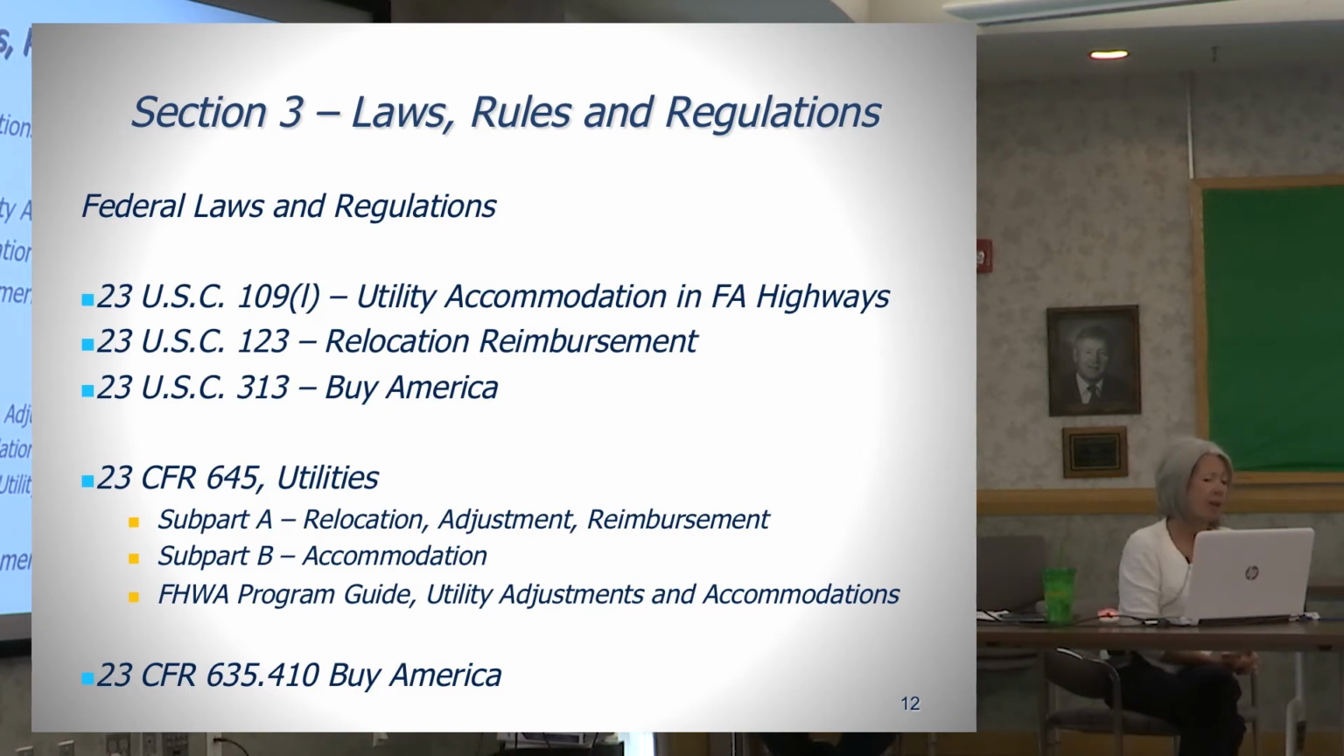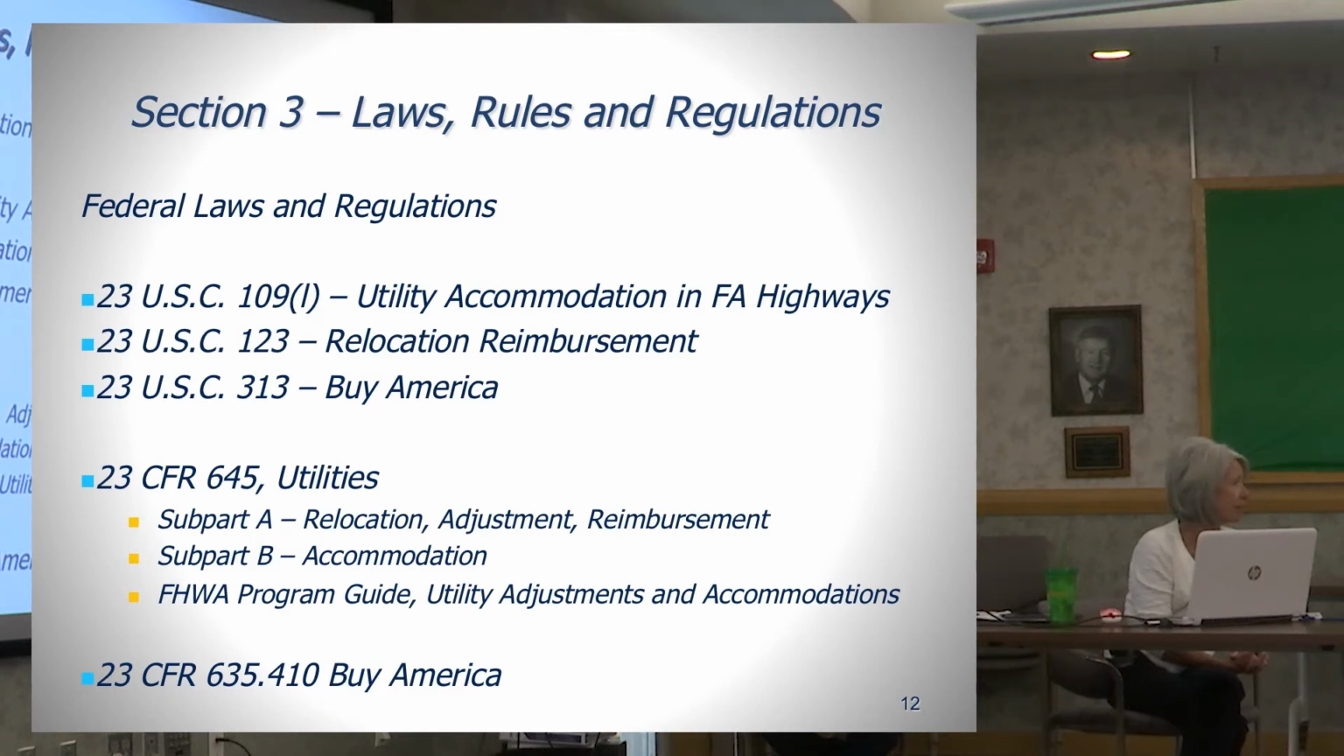We're going to go down there. There haven't been a lot of changes in the federal laws, so we're just going to go down through the laws that there are. There are 3 different U.S. codes that relate to utility matters. Section 109 is for utility accommodation on federal highways. It gives states guidance on the kinds of factors that need to be considered when they're developing a policy to allow utilities to use and occupy the right-of-way.